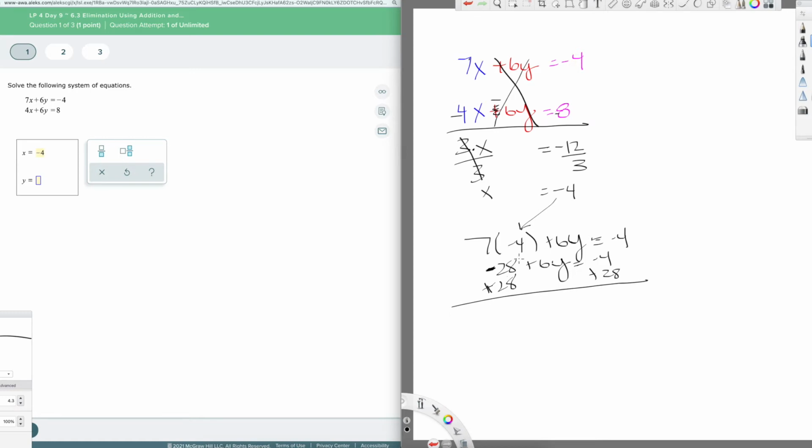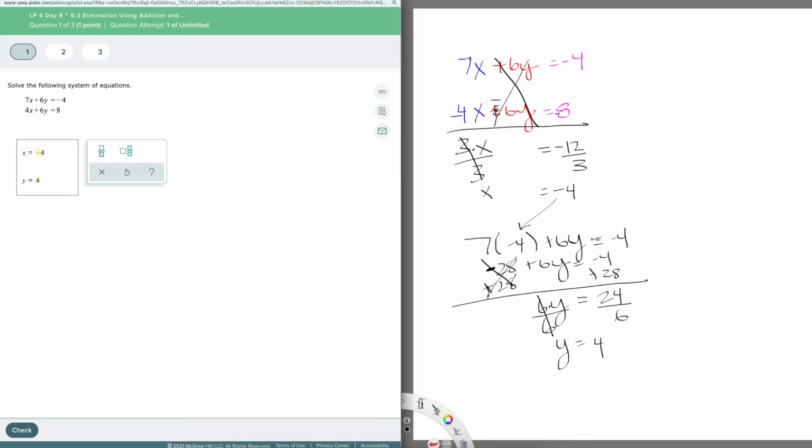-28 plus 28 cancel out. I have 6y equals -4 plus 28. They're opposites. So I'm going to subtract. And I have more positive than negative. So it's going to be a positive 24. And then just like I did with the 3 here, it's being multiplied by 6. I'm going to divide by 6. 6 divided by 6 cancels. Any number divided by itself becomes 1. So y equals 24 divided by 6 is 4. So we have 4. All right.